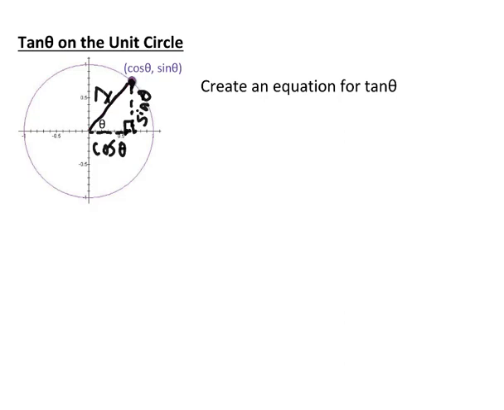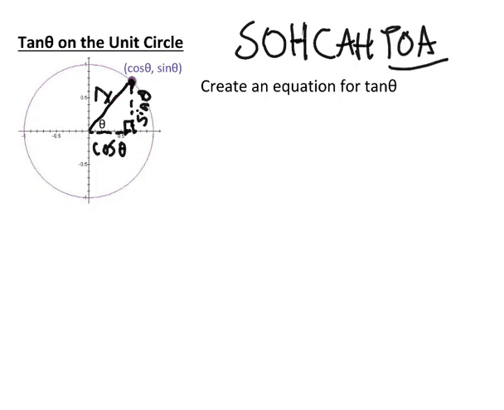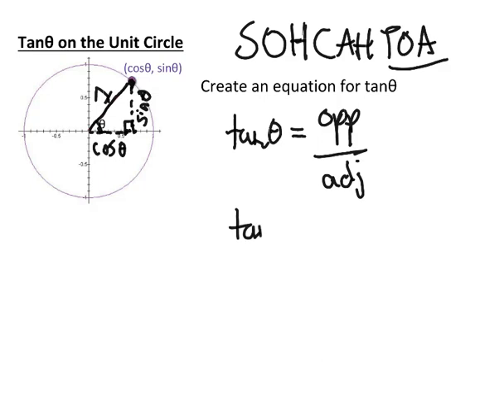What if we wrote down the TOA part of SOHCAHTOA? Oops, I forgot the C and spelled it wrong. Okay, here we go, SOHCAHTOA. Let's write down the TOA part. So tan of theta is going to be your opposite side divided by the adjacent side. But for us, if this is our angle theta in here, then the opposite side is the y value, that's sine of theta, and the adjacent side is the x value, which is cos of theta.